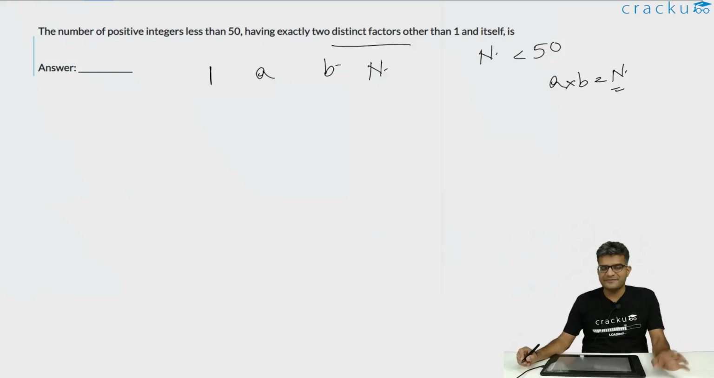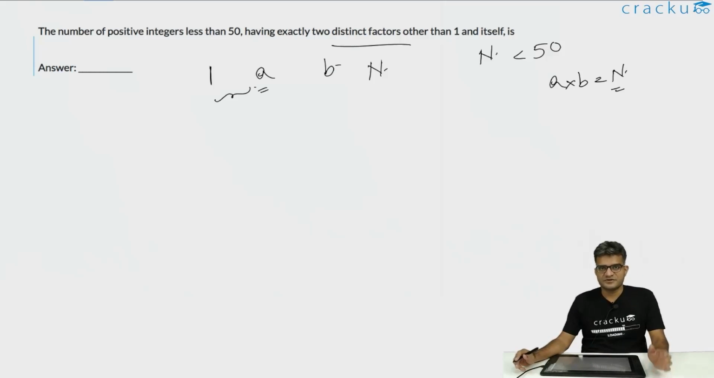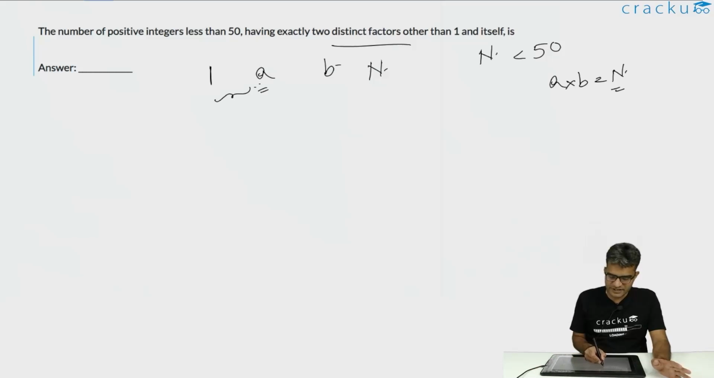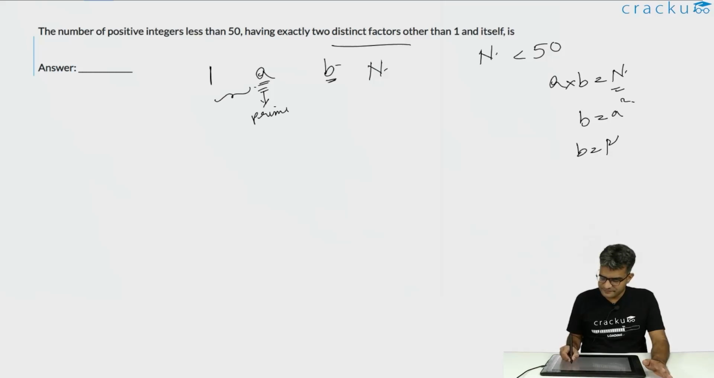Now, are a and b prime numbers? One thing we can say is that a has to be a prime number. This number over here has to be a prime number, because if it is a composite number, there should be some factor which lies between 1 and a. So the smallest factor other than 1 of any number will be a prime number. So a over here is definitely a prime number. What about b? Now b has to be either a square or b has to be another prime number. Let us look at both the cases.